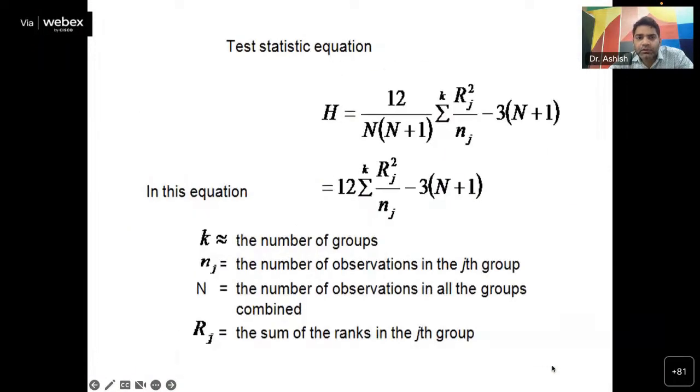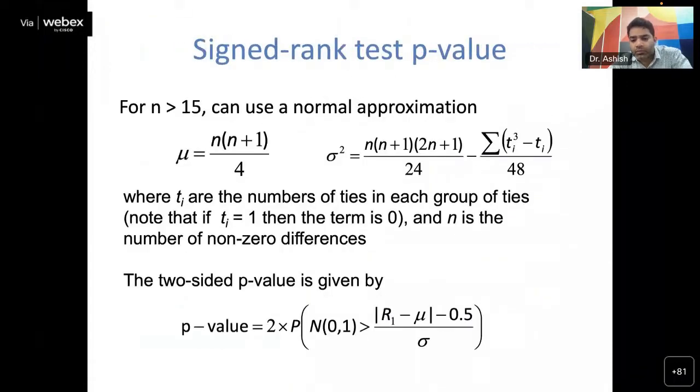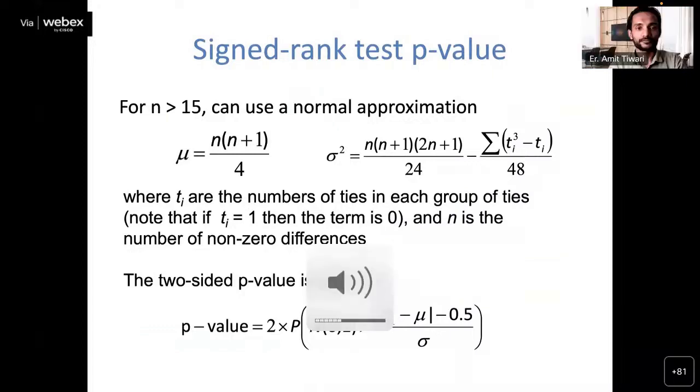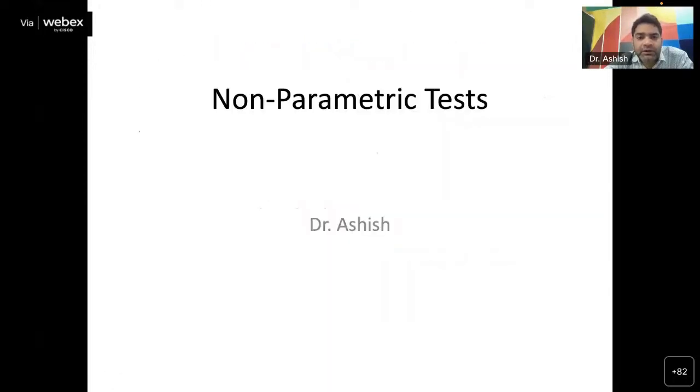Okay. Is the screen visible to all? Yes, sir, visible now, sir. I think I should increase my voice. Okay. I hope now I am audible, clear cut. Yes, perfect, sir.